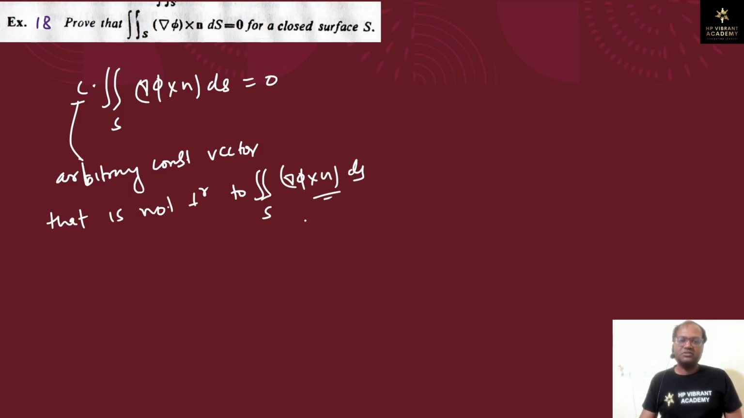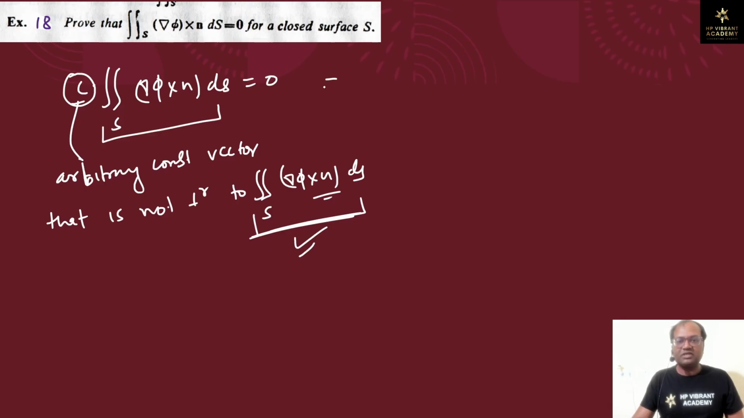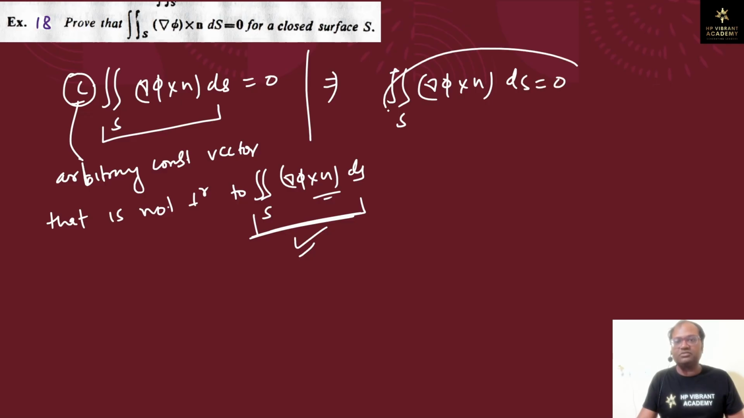So this vector C is not perpendicular to this. If it is perpendicular to this particular vector, that is, the surface integral of del phi cross N dS, then the dot product of two perpendicular vectors is obviously 0. So we have considered C as an arbitrary constant vector that is not perpendicular to this particular vector. So this implies that the surface integral of del phi cross N dS is equal to 0.